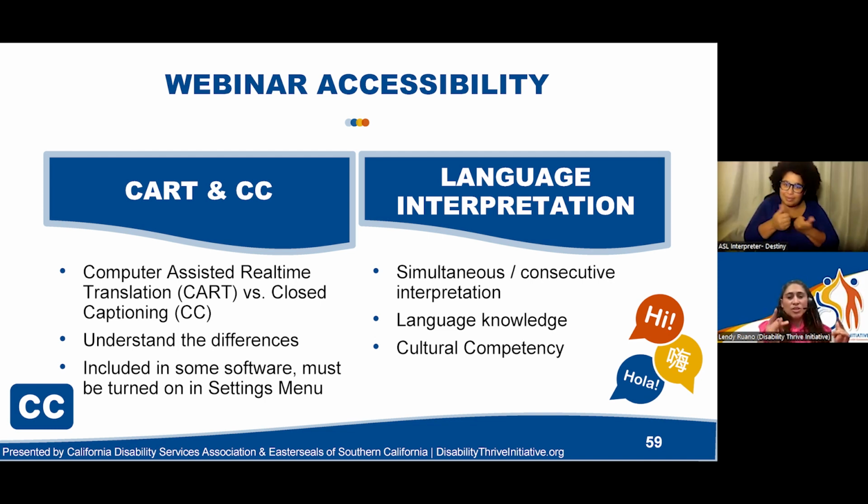automated closed captioning not being as correct as it should be, or having mistakes in between it. To avoid this issue, here at DTI, we did hire a closed captioner to do live captioning during our events, and it's something that you might want to consider depending on the event you're presenting.